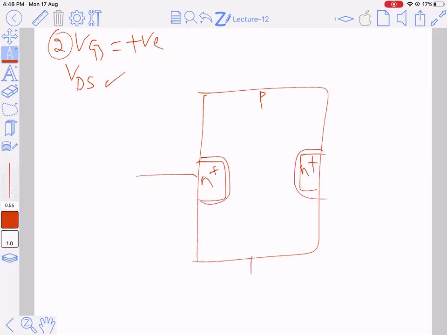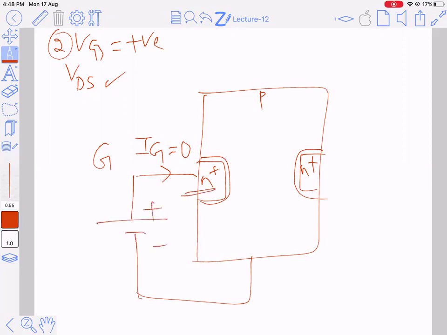Please remember, I have to always make the gate current 0. So I have to reverse bias this. In order to reverse bias this, my N has to be connected to the positive of the battery. In case of N channel, we had connected P to negative. So over here, my VGS will be positive and my VDS will be negative.